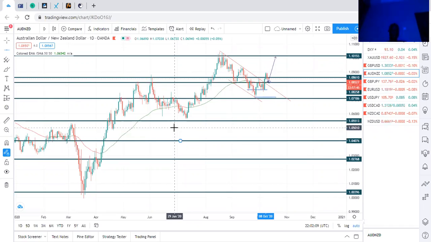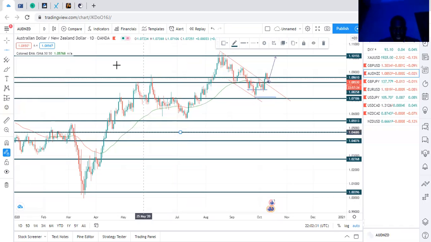But I like this pair because I've come to understand it. It responds to even smaller zones that you think don't matter. This pair respects those minor zones you may not focus on much. You may think the price is still going to move forward, not knowing there's a minor zone there, and boom, it messes your trade up.